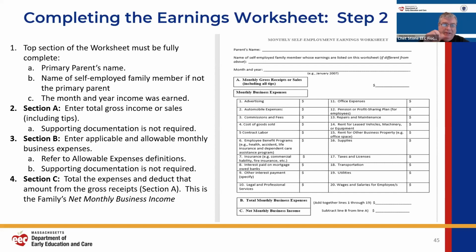Section C, so you've completed A, you get the monthly gross up there, you get all the expenses, you total up your expenses, that goes on the line down at the bottom. Then section C, the total of the expenses, you deduct that amount from the gross receipts. This is then the family's net monthly business income. And then once you have that, I'll have some examples of what you do with that number once you've got to that point.